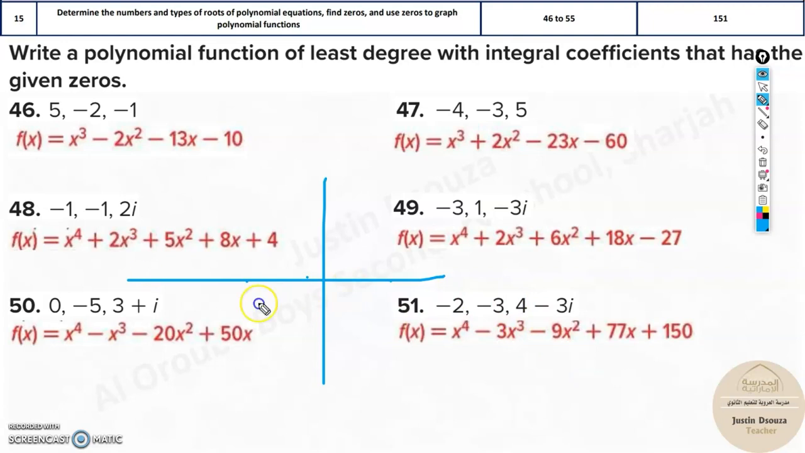So that is the thing. You can understand these are the roots. And if it's imaginary, that means it's not going to touch. Okay, so that's how it is for these.